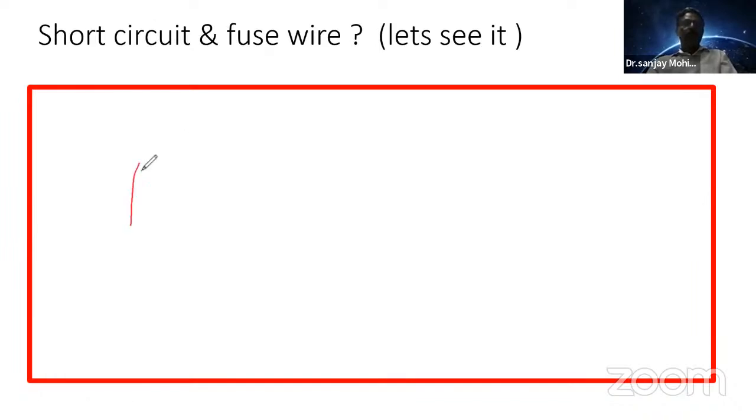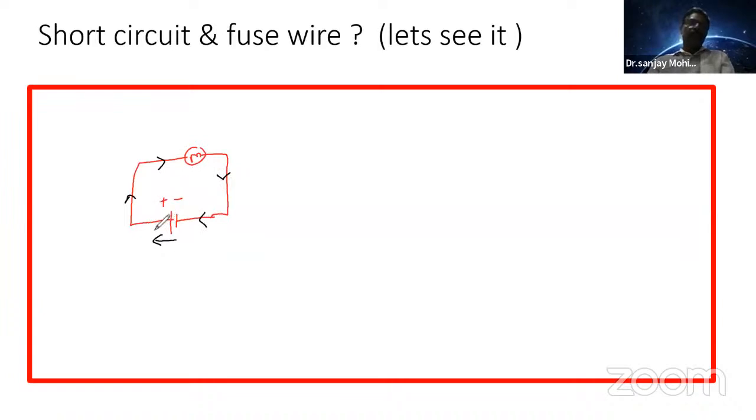Suppose we have a standard electrical circuit, and this is a bulb connected to the circuit. This is the positive terminal and this is the negative terminal, and the current will flow from the negative terminal to the positive. So this is the direction of the flow of current. This is the actual path of the current.